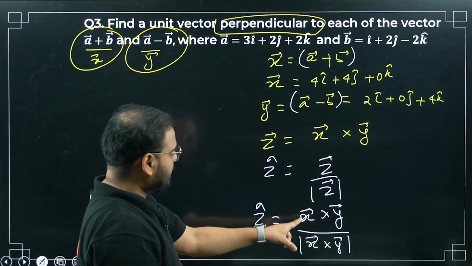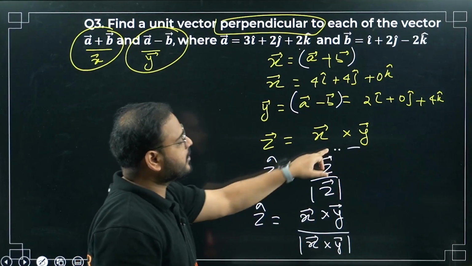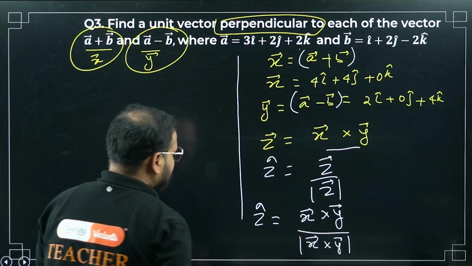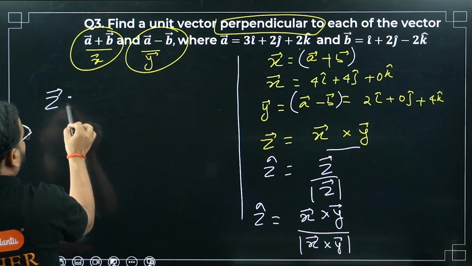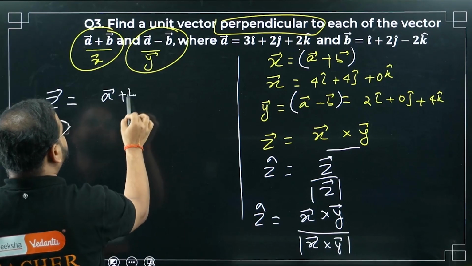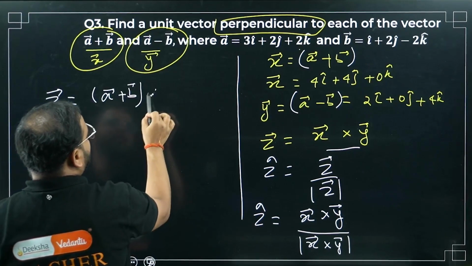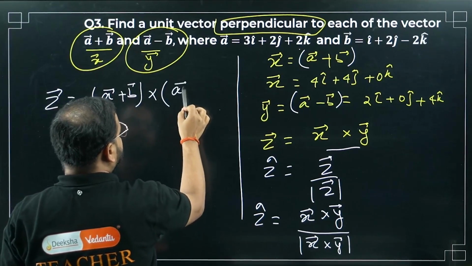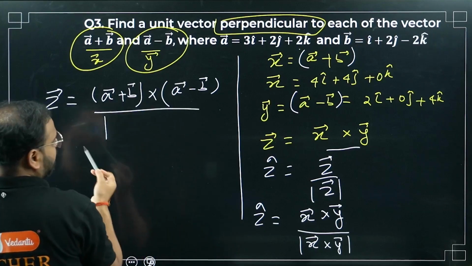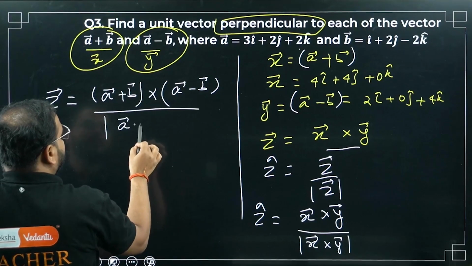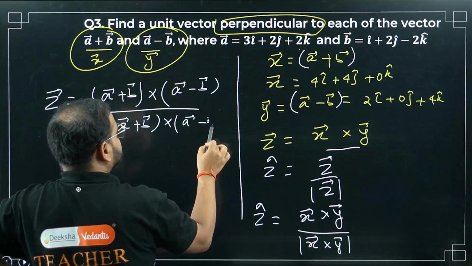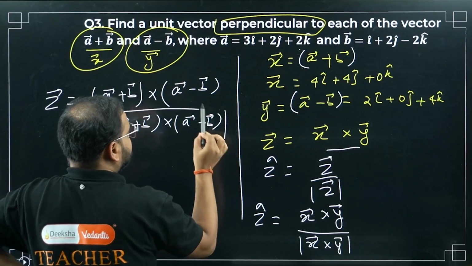Z is X cross Y, please check from here. And mod of Z is mod of X cross Y. Now what is X going to be? X is A plus B. So right here, A plus B cross product with A minus B, upon modulus of A plus B cross product with A minus B. This is my final answer.